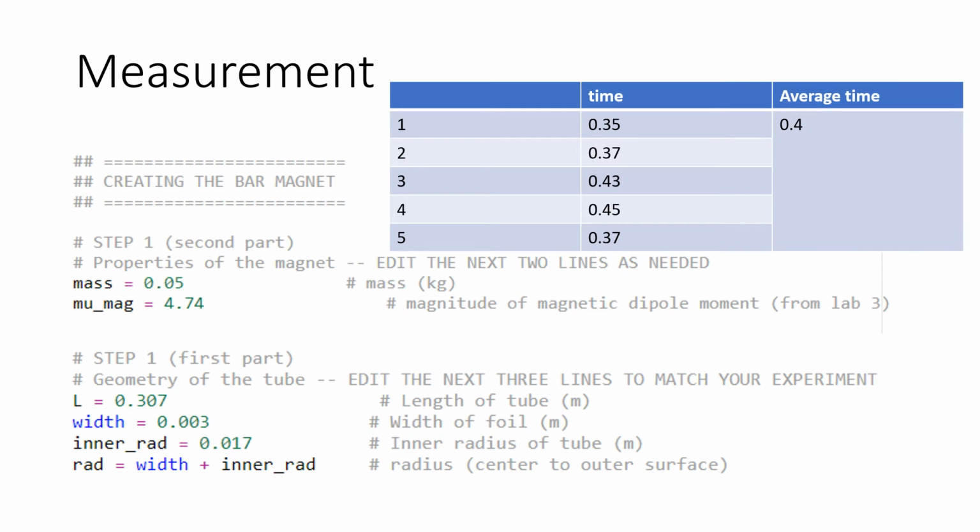So here are the measurements. The table shows the falling time for each trial and then the average falling time calculated from each trial. Then the mass of the magnetic bar is 0.05 kilogram. The magnitude of the magnetic dipole is also shown, and also the length of the tube, the width of the foil, and the inner radius are also shown in this slide.